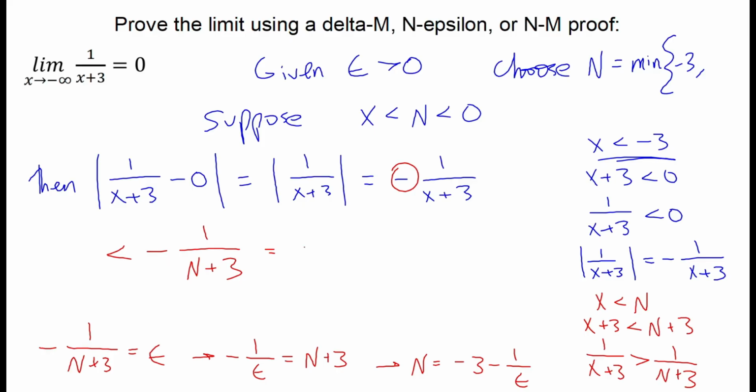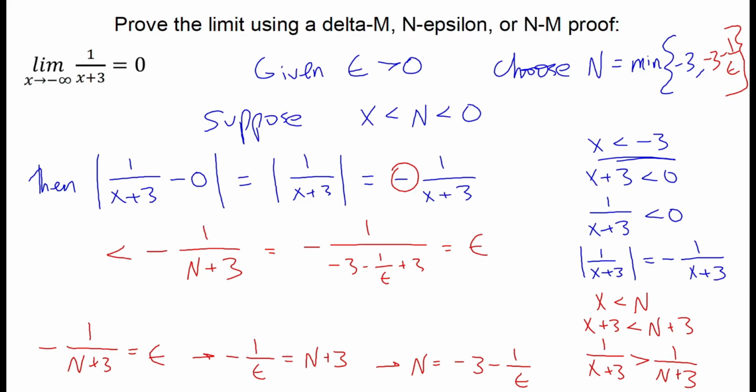So we'll just say this is equal to -1 over our n, which is -3 minus 1 over epsilon, plus 3, which is just epsilon. And so our n value is the minimum between -3 and -3 minus 1 over epsilon. And that should be our final answer.